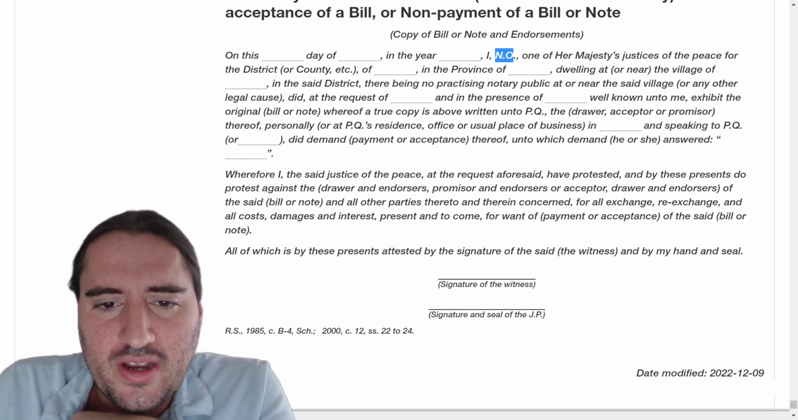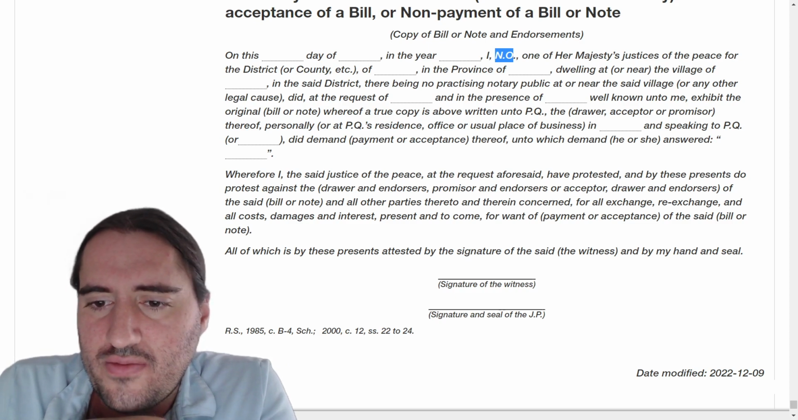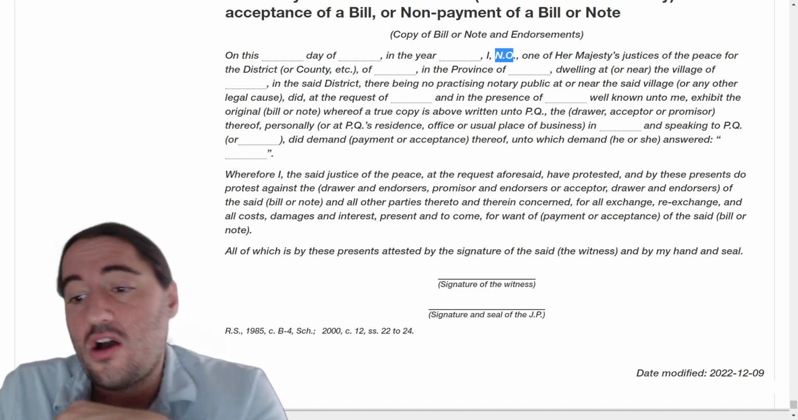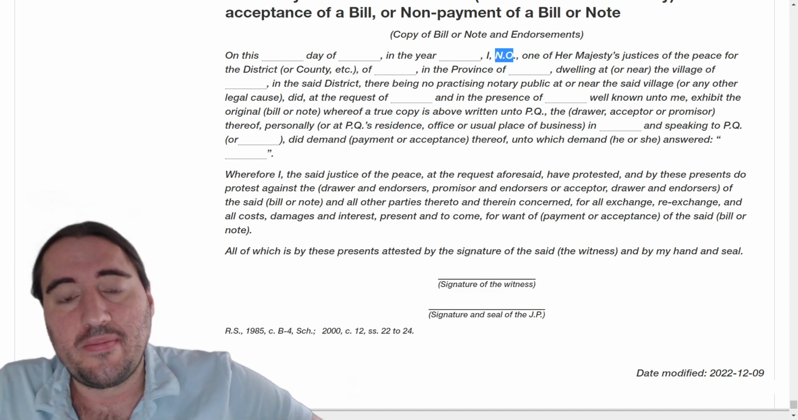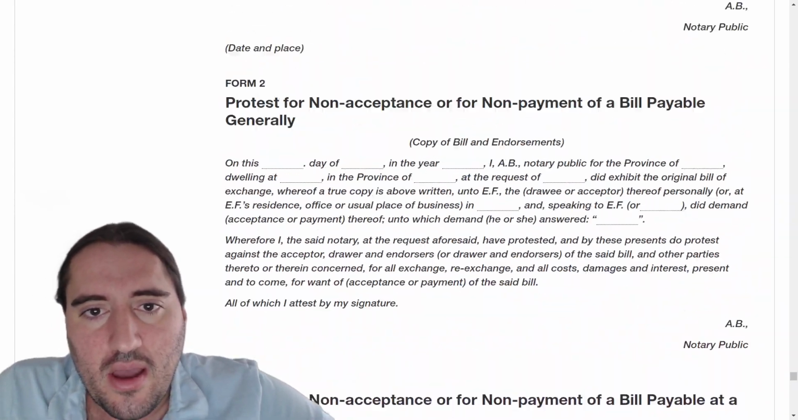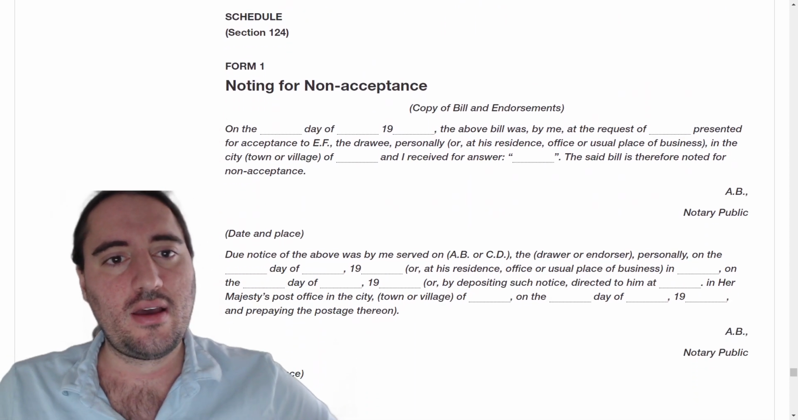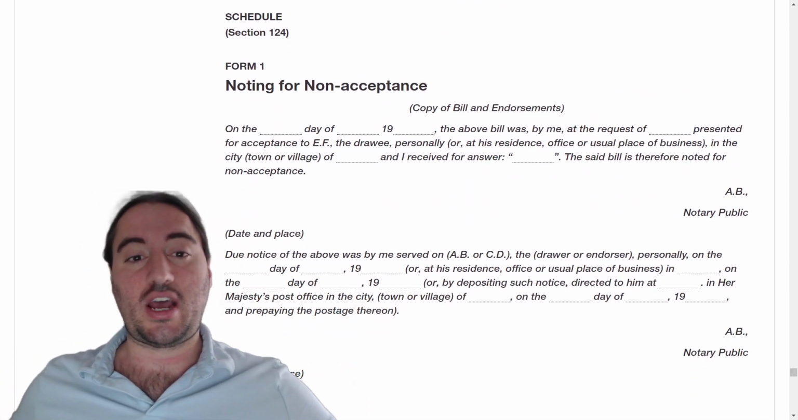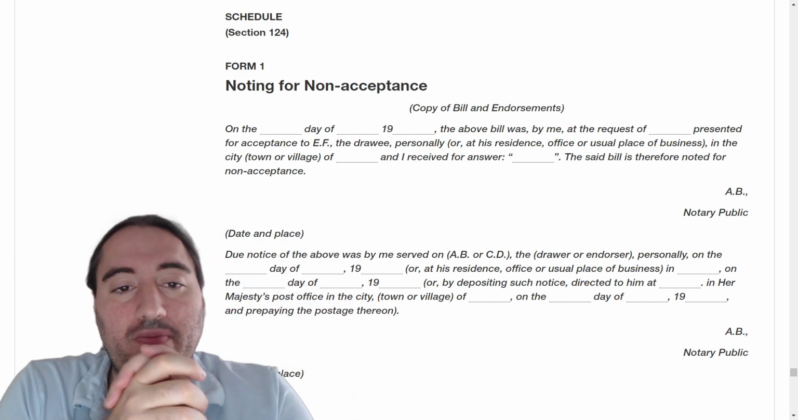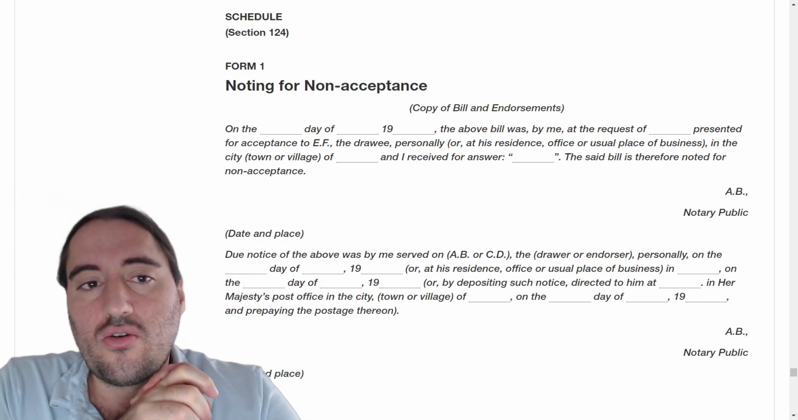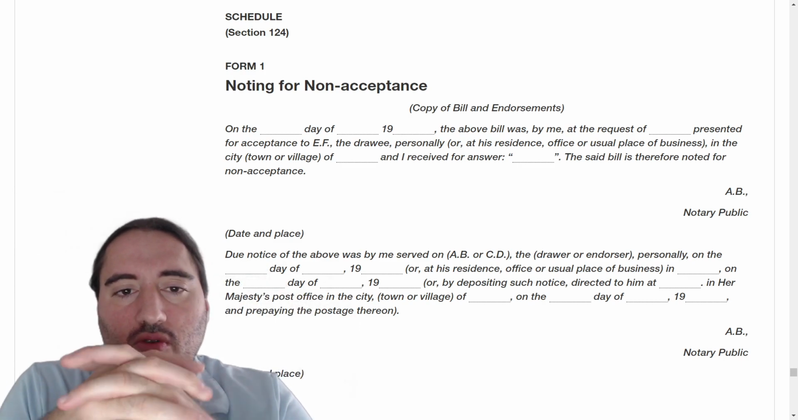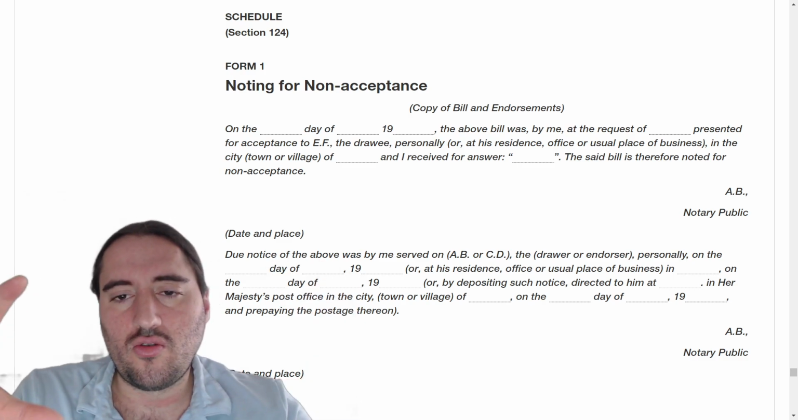All of which is by these presents attested by the signature of the said witness, and my hand and seal. Okay, and then they sign it. So these forms are really interesting to study. It kind of puts into practice everything said in the Bill of Exchange Act, that first creating the bill. So I'll probably do a video where I lay this out to the best of my understanding, what a bill will look like.